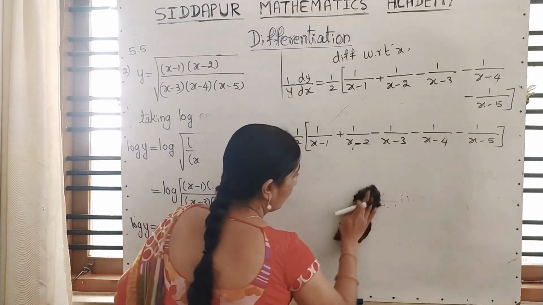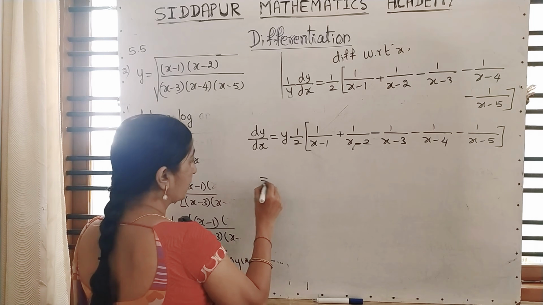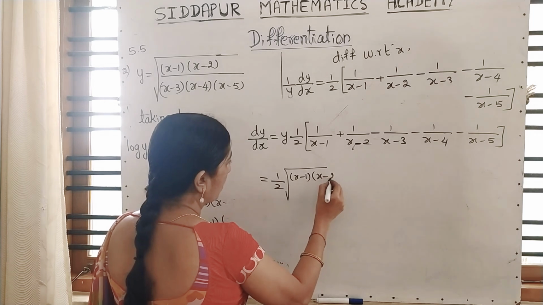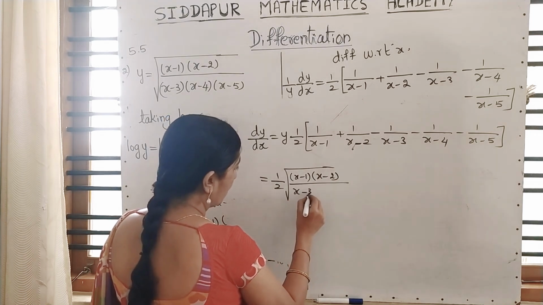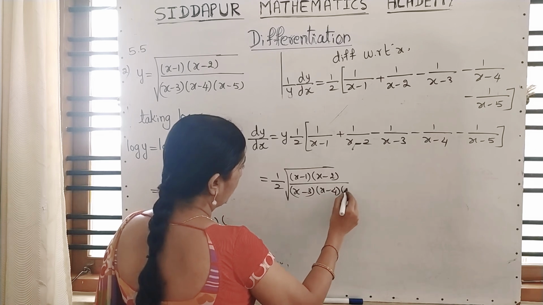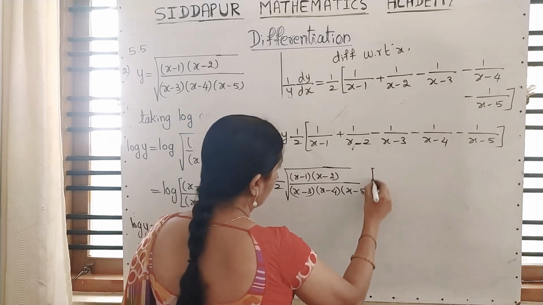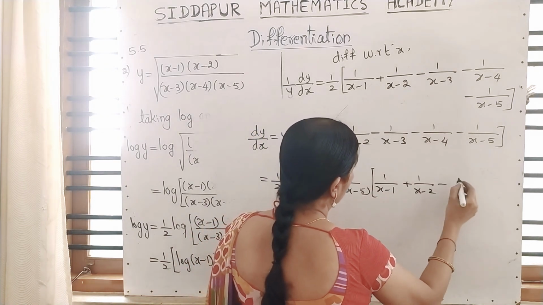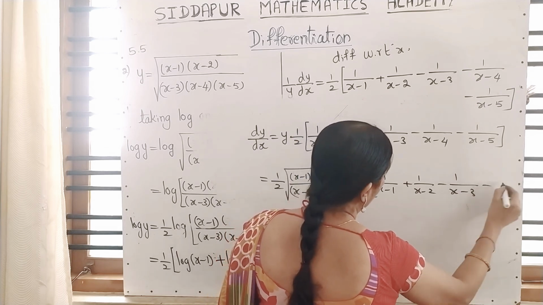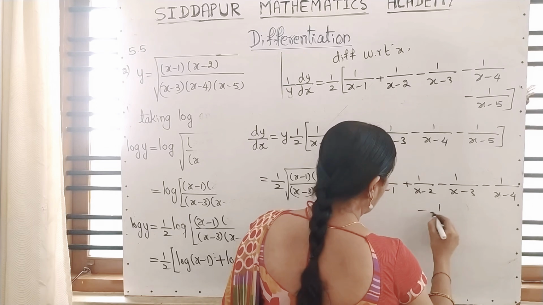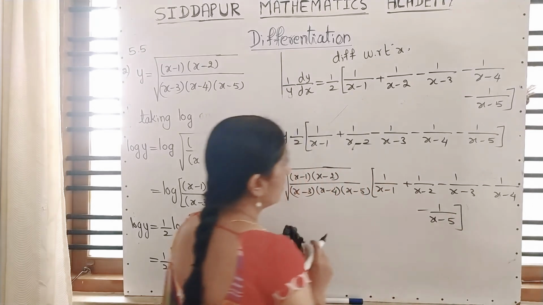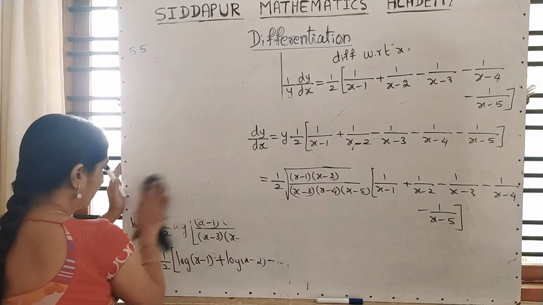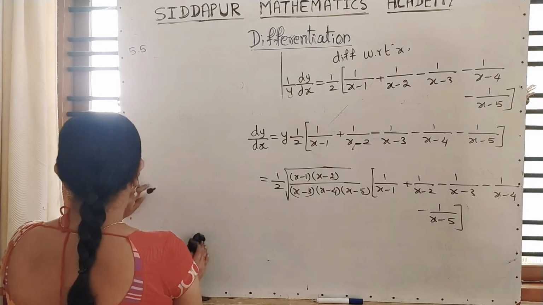Now write down that y value. What is y? Y is given. I wrote 1 by 2 here. Root of x minus 1 x minus 2 upon x minus 3 x minus 4 x minus 5 in the bracket 1 upon x minus 1, 1 upon x minus 2, minus 1 upon x minus 3, and minus 1 upon x minus 5. Like this we are solving. At that time the sum will be very simple. Moving to the next question.